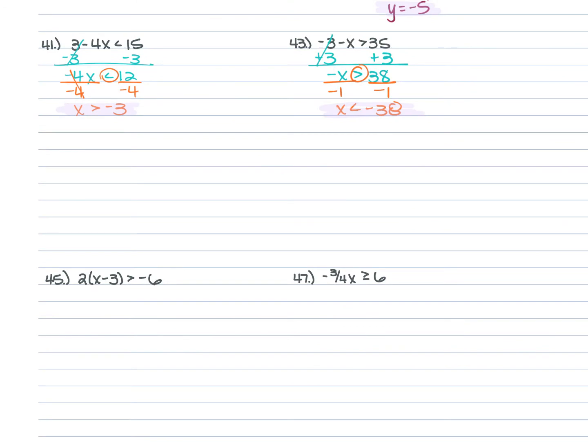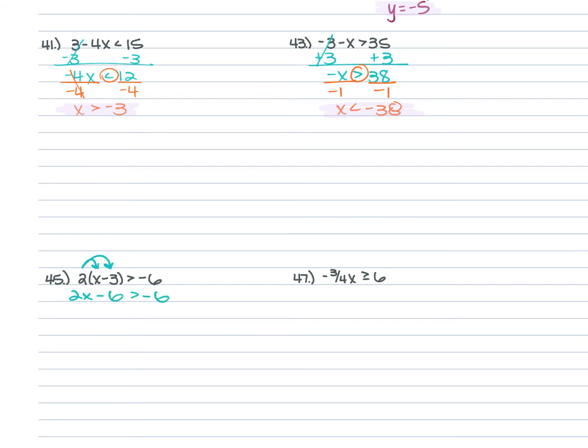Okay. Next we're going to look at 45. We have 2 times x minus 3 is greater than negative 6. What do you want to do with this first? You don't necessarily have to distribute first. That negative 6 is divisible by 2. So if you wanted to divide each side by 2 to begin with, you can also do that. You're going to get the same answer. But if we did distribute first, the 2 times x is 2x, and the 2 times negative 3 is greater than negative 6.